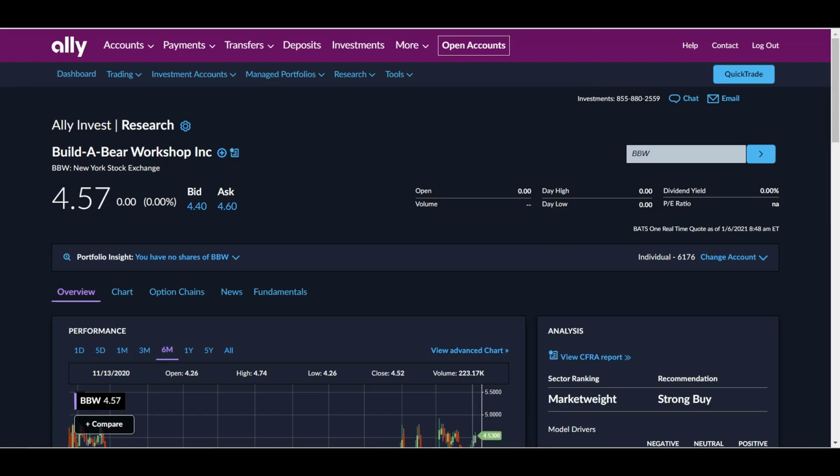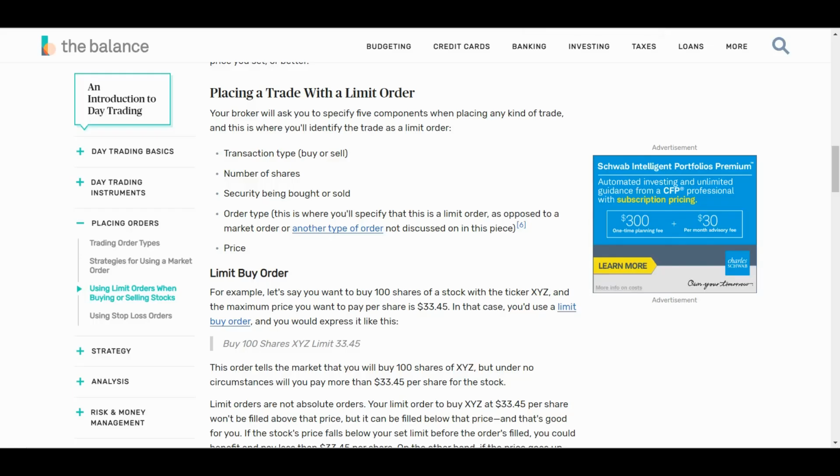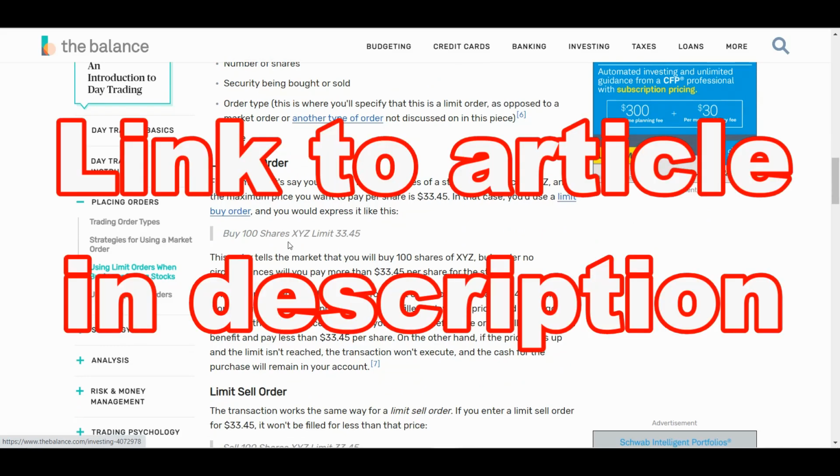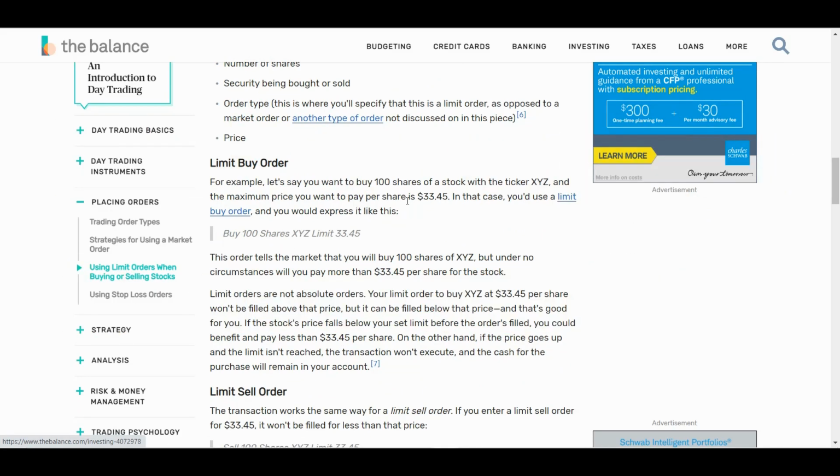Just to give you an idea, I like to check out Investopedia and The Balance. These places give you a breakdown of how you can actually look at these different limits and trading overall. For an example, let's say you want to buy 100 shares of a stock with the ticker XYZ, and the maximum price you want to pay per share is $33.45. In that case, you'll set a limit buy order, and you would express it like this: you want to buy 100 shares of XYZ for $33.45.